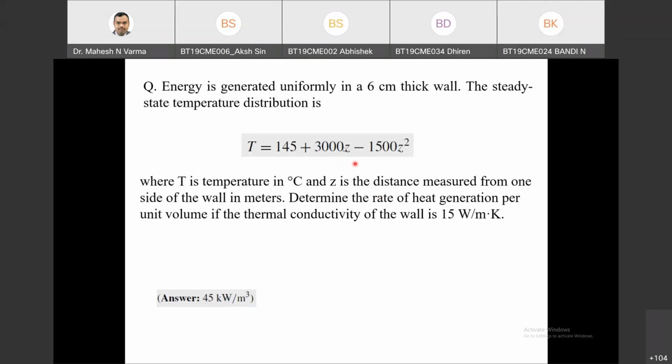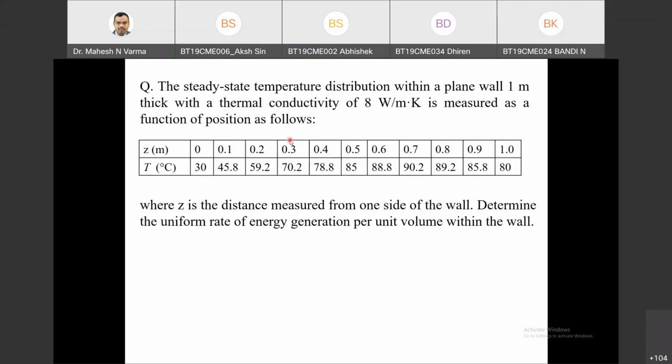Here a model equation for the temperature profile was given, while here discrete values of temperature are given, at z equals 0, 30, then z equals 0.1, 45.8, and so on. You need to do the same thing, and heat generation per unit volume will be minus k d2T by dx square. How to handle this problem?